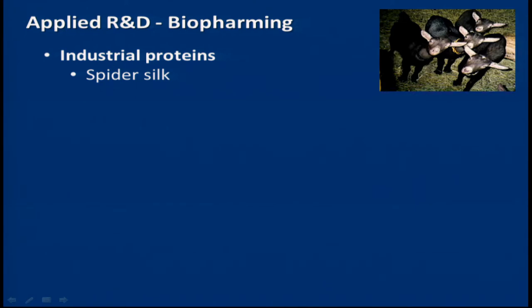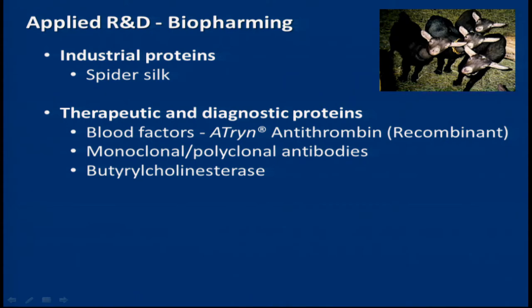Well, it's been used to make spider silk in milk. We took the dragline gene from a spider and transfected goat fetal cells with that and used that to make goats, which did indeed produce spider silk in their milk.